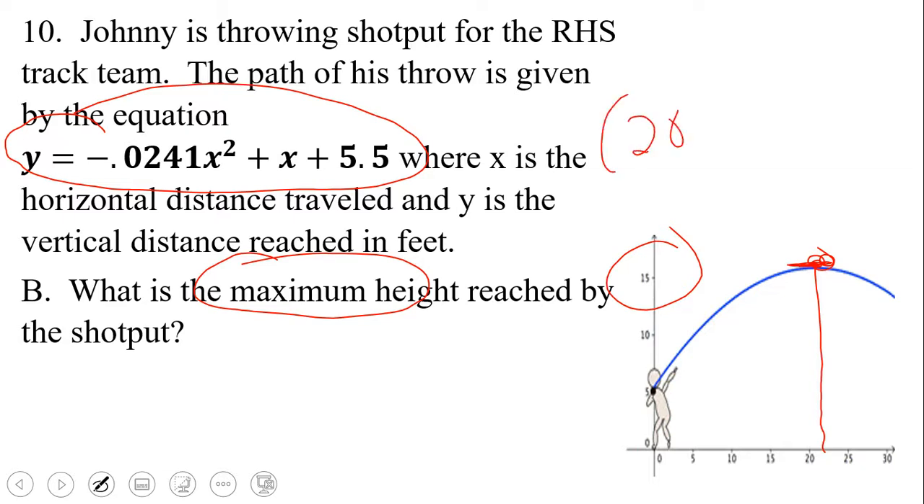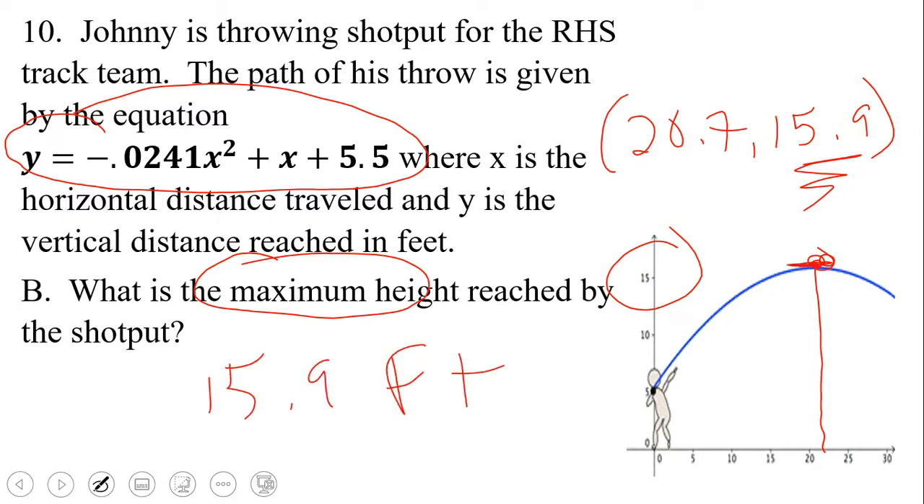And I don't really care too much how you round for now, but it should be 20.7, comma 15.9. And again, if you have slightly different decimals based on your graphing calculator version, that's fine. Because they're asking what is the maximum height, that means they want this y value right here. So that would be 15.9 feet.